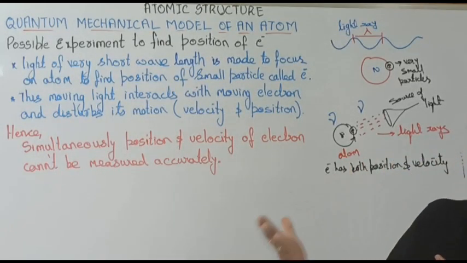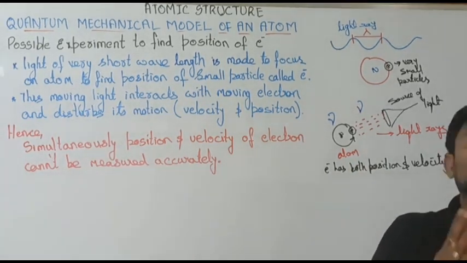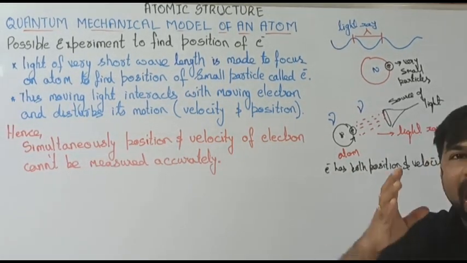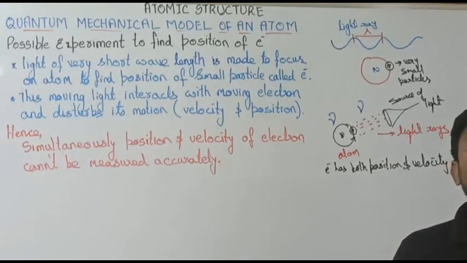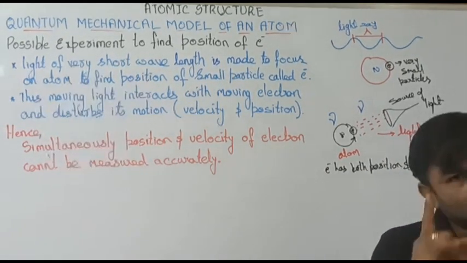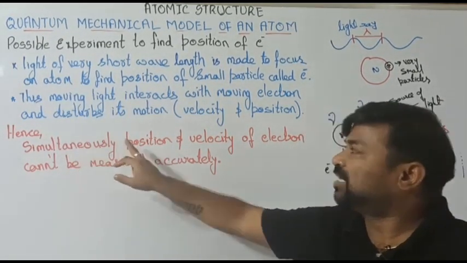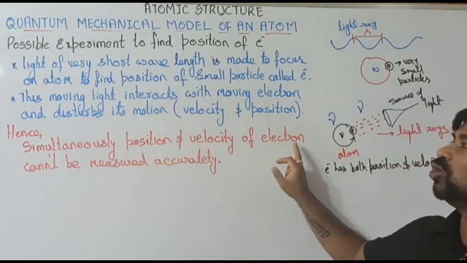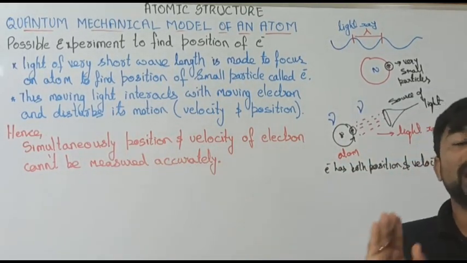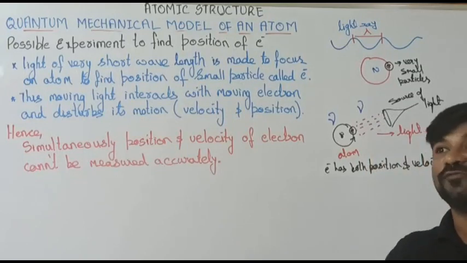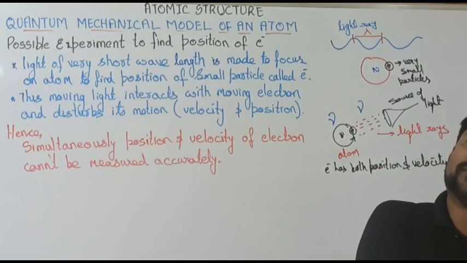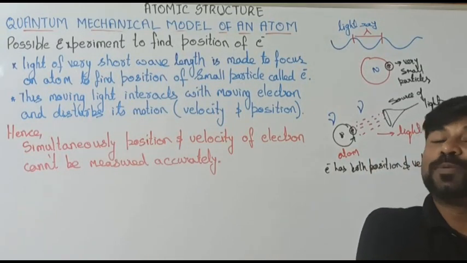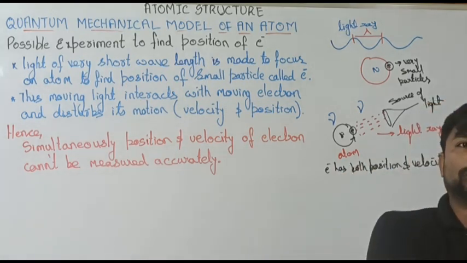As we are not able to find it out, what we can say is that there is no accurate position of an electron around the nucleus. That is what we are saying. Simultaneously, both position and velocity of the electron cannot be measured accurately, right? If we were able to measure, then we might have said that it is moving in a specified path in a fixed position.